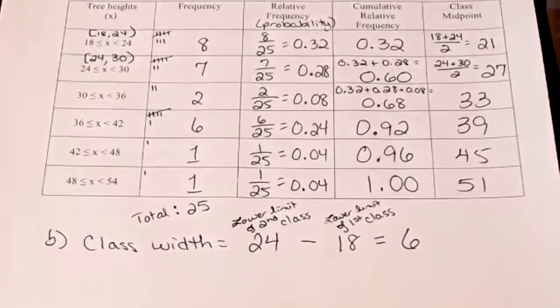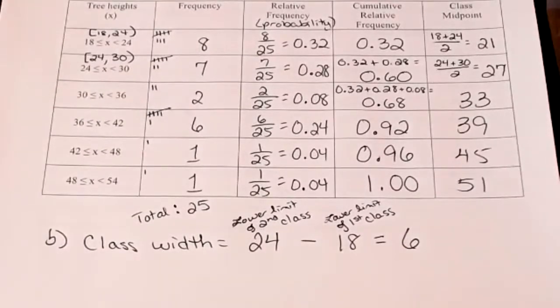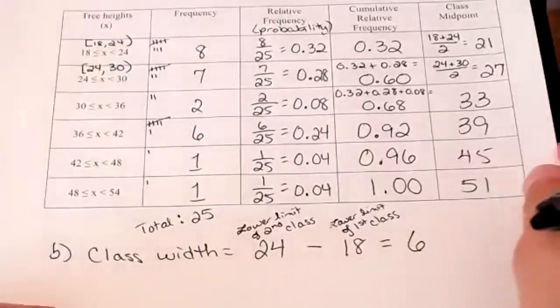Okay, when we think of class range, range is a little bit different. Range is just high minus low. So that's always going to be 1 less, typically. Okay, very cool. Let's go ahead and turn the page.